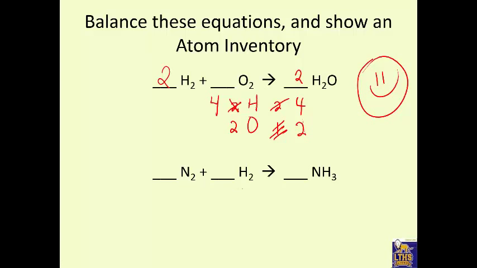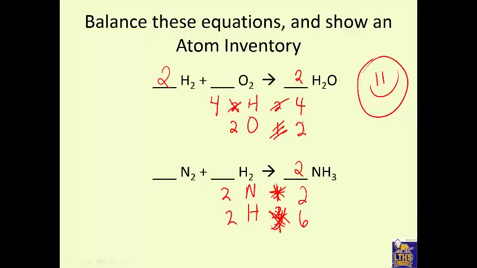It's balanced. Okay, let's try it again. N's and H's. Right now I have 2 N's on the left, 2 H's on the left, 1 N on the right, 3 H's on the right. So this is my atom inventory, and now I see it's not balanced. So I need more N's on this side. How many? I need 2 N's. So if I put a 2 in front, I have to multiply by the whole thing. But I don't add to these numbers. I cross these out and I count all over again. So now I have 2 N's and 2 times 3 is 6 H's. All right. That is not balanced.